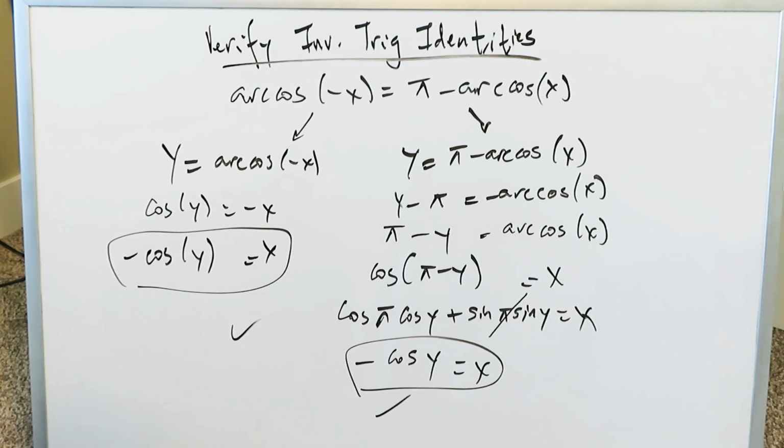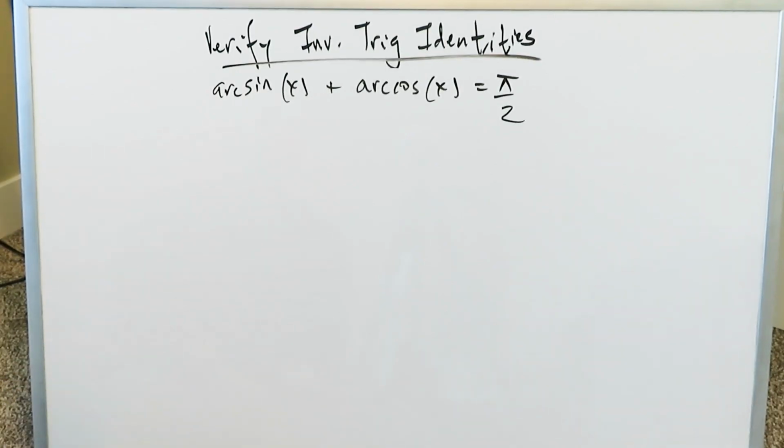So you can see this was slightly more challenging. The next 2 we look at will be just a bit more challenging than this one over here. What about this one? We have to verify this inverse trigonometric identity. Inverse sine x plus inverse cosine x is equal to pi over 2.